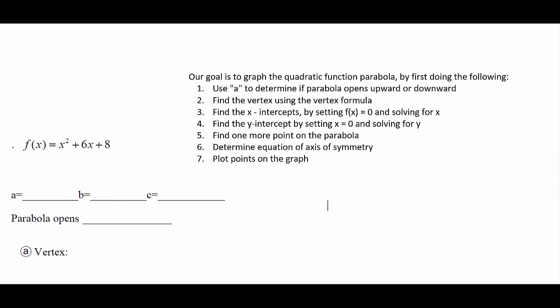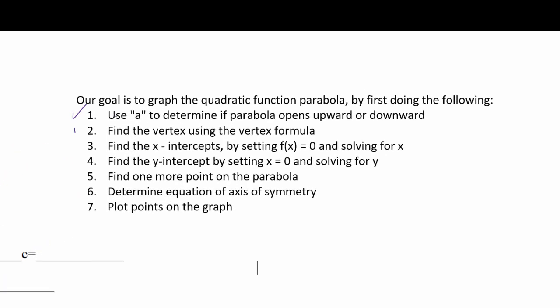So now in our first example, we're going to take a function in standard form, and we're going to graph the parabola. And how we're going to do that is we're going to look at the function. We're going to use a, the leading coefficient, to determine if the parabola opens upward or downward. Then we're going to find the vertex using the vertex formula. We're going to find the x-intercepts by setting y, or f of x, equal to 0 and solving for x. We're going to find the y-intercept by setting x to 0 and solving for y. We're going to find one more point on the parabola. And then we're going to also determine the equation of the axis of symmetry that goes through the vertex. And we're going to plot points on the graph.